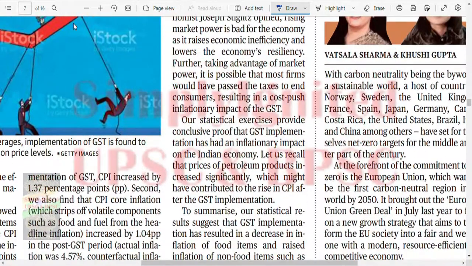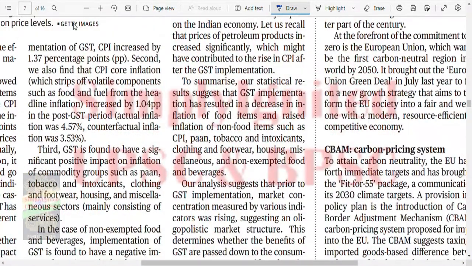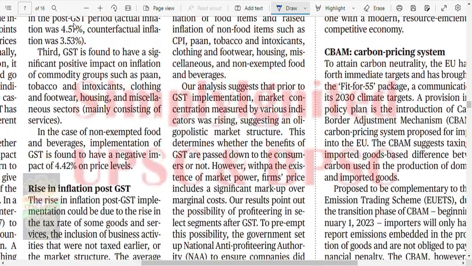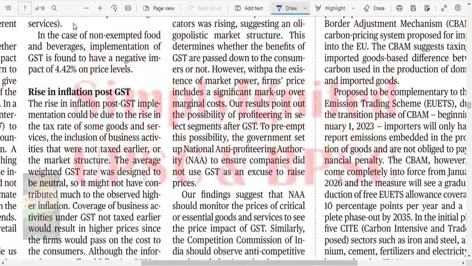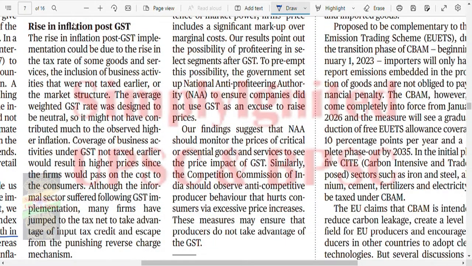Second, we found that CPI core inflation increased also. Third, GST is found to have a significant positive impact on inflation of commodity groups such as pan, tobacco, intoxicants, etc. The rise in inflation post GST could be due to a rise in tax rate of goods. The average weighted GST rate was designed to be neutral.